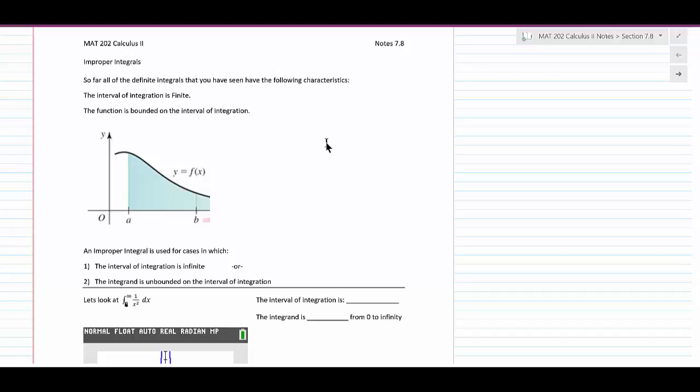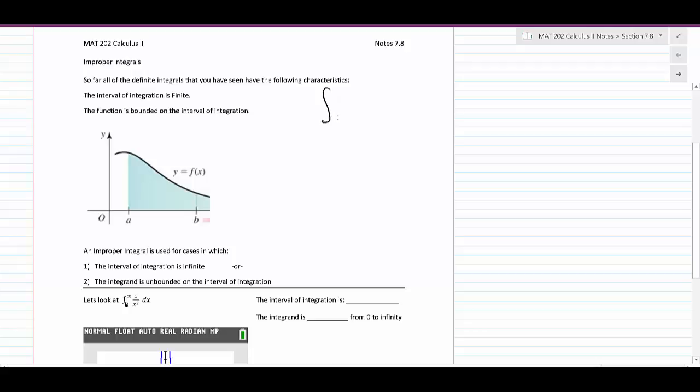Okay, all right, so let's go ahead and start with this then. First of all, to look at what the meaning of an improper integral is at this point in time, every integral you've done has had two characteristics to it.